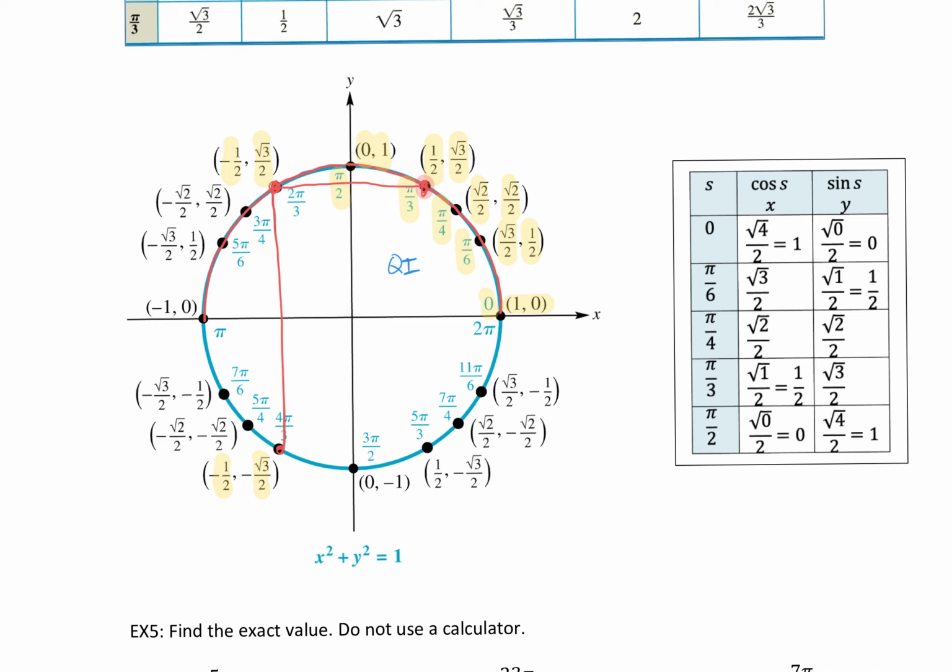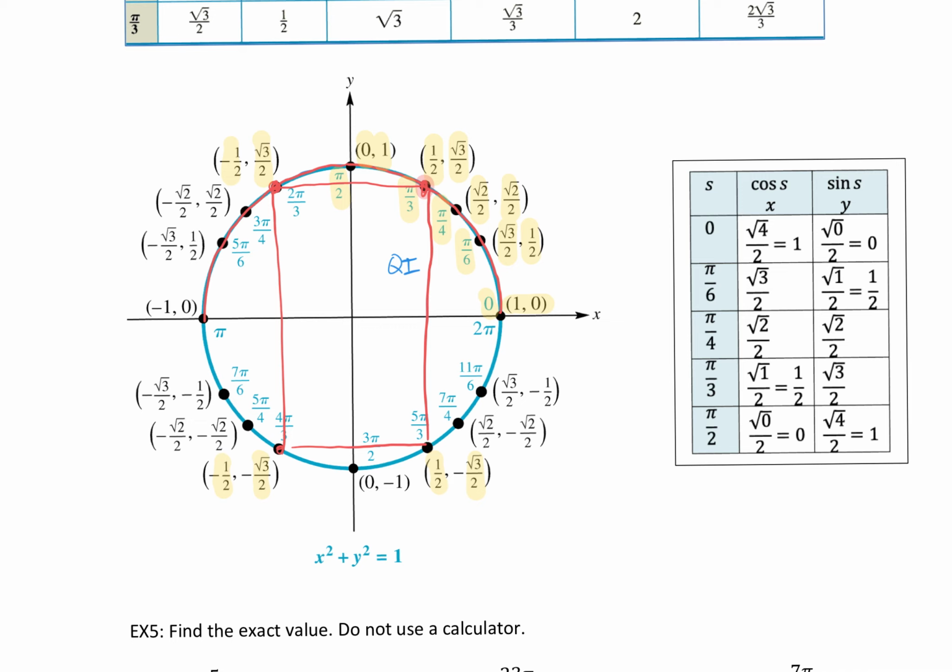Let's continue on from 4 pi over 3, let's go to 5 pi over 3. Again, look at the point. Still half, still square root 3 over 2, but now the y value is negative. And then if we continue on, we're back up to quadrant 1, where half, square root 3 over 2, both positive. And you can do that for all the points on the unit circle.